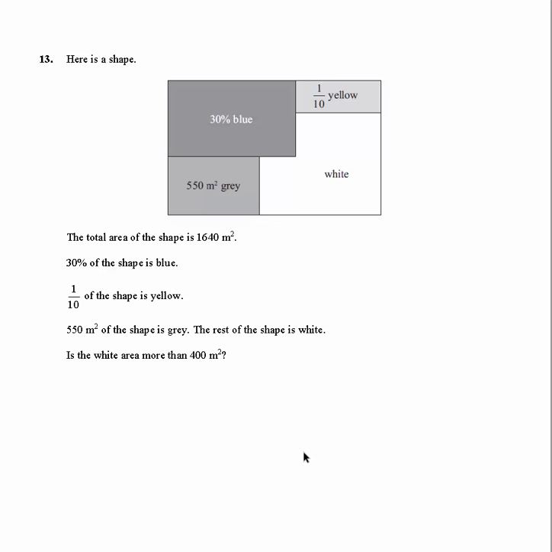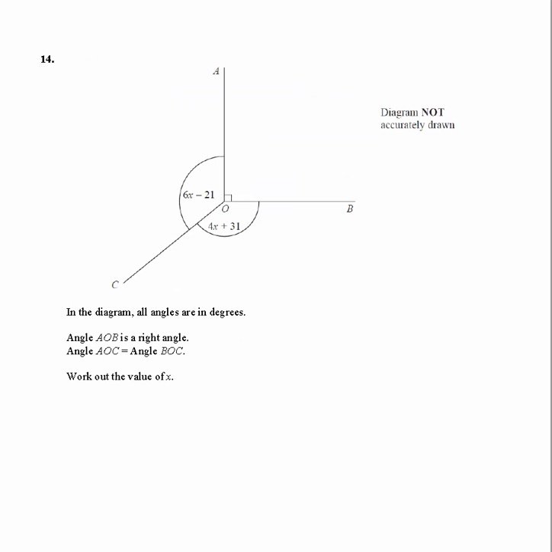And then this one, there's no work to be done because they've told you that this area is 550 square meters. So once you've worked out the area of that and that, you can put it with that, take it away from the whole shape, and what's left is going to be the area that is white. And then if it's more than 400, you'll say, yes it is. And if it's less than 400, you'll say, no it's not. Pretty simple. Question 14 is one of those questions where you can do it several different ways. Whichever way you do it, if you do it right, you'll get the same answer. So it doesn't really matter.